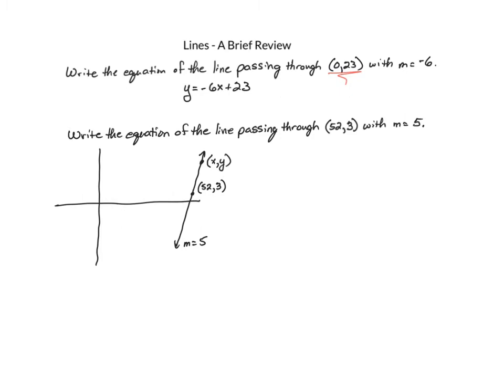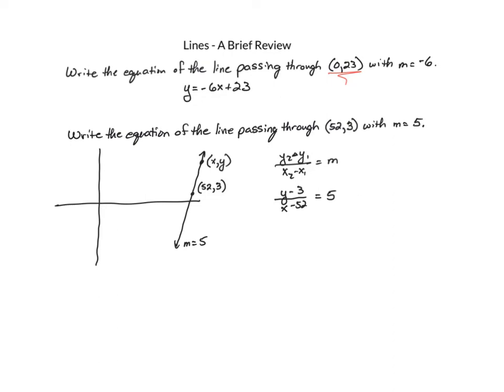And xy represents any point on that line. Now, I can calculate the slope with those 2 points. I have y2 minus y1 over x2 minus x1, remember, is equal to the slope. So I have y minus 3 over x minus 52, and that better equal 5. And I have the equation of the line.